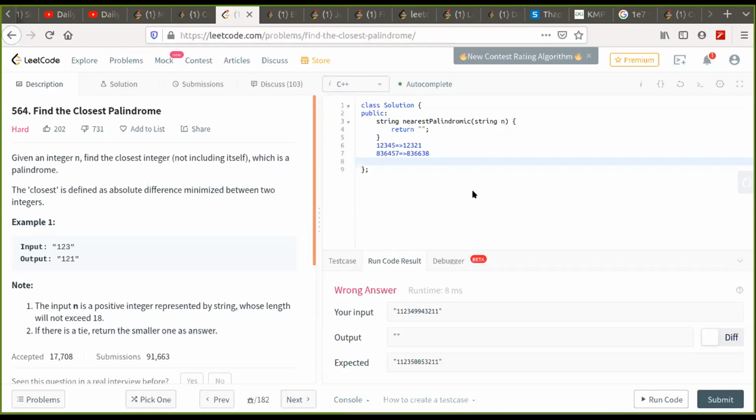So why did you do 836638? It's not the smallest number. Yeah, it's not the smallest number, but when we want the absolute difference minimized, if we take the ones place, tens place, hundreds place, starting from the rightmost place, and change the number there, then we'll get the minimized absolute difference between the numbers.